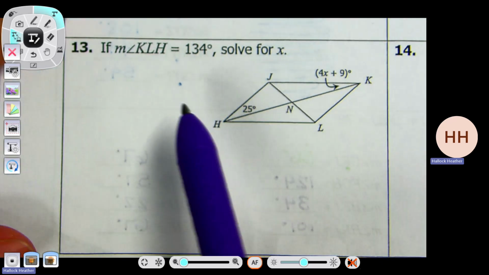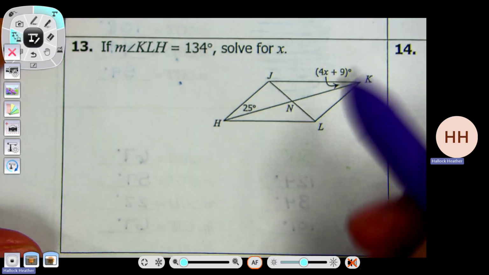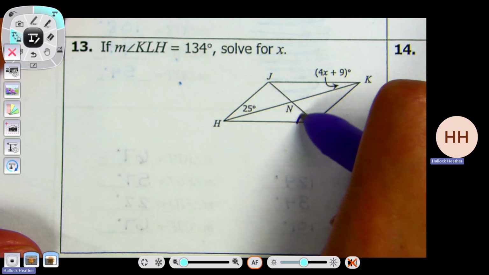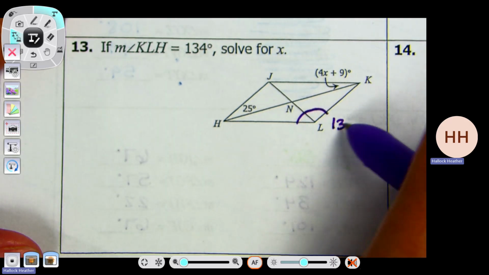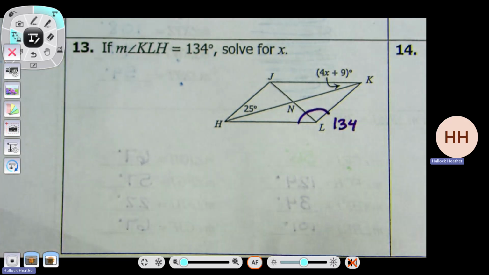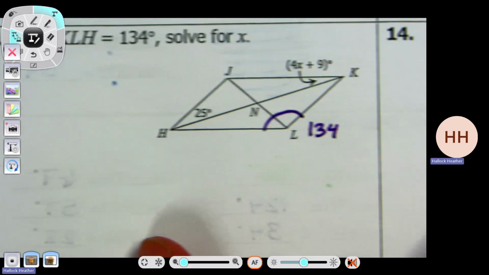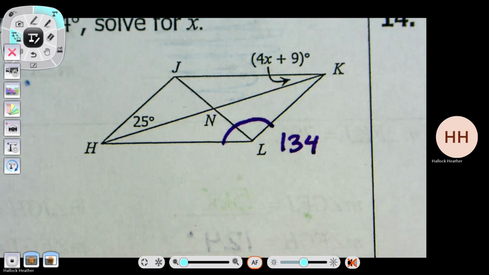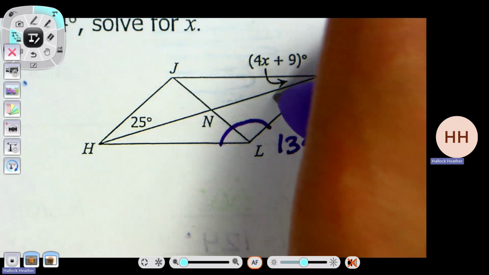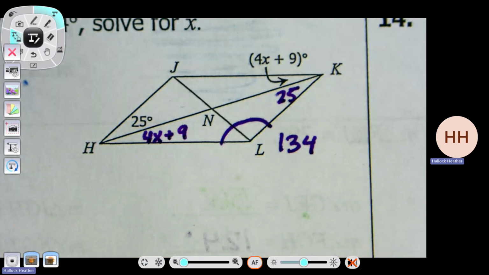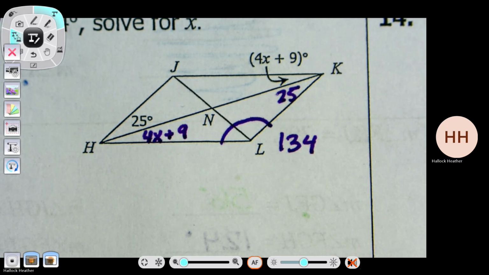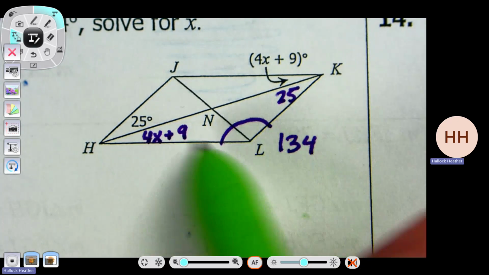Okay, so for this one, KLH is 134. This whole corner is 134. Does anybody have any idea of what I could do for this problem? Okay, move your angles. 25 can go here. 4x plus 9 can technically go here. Ashton, what do you think? Okay, so H and L together should make 180. So if this is 134, how much is this whole angle?